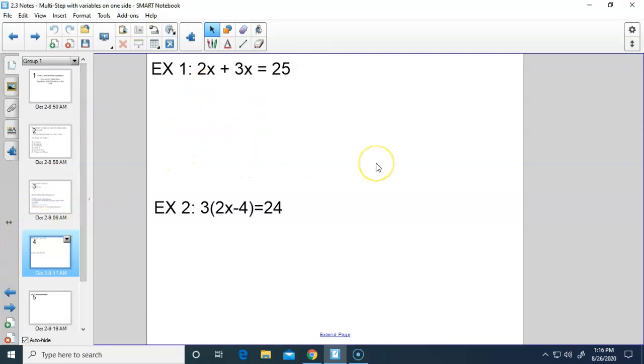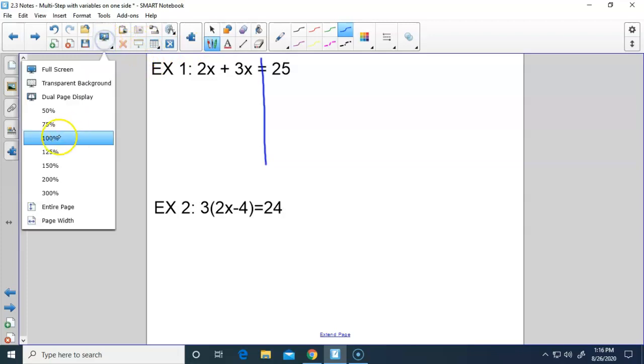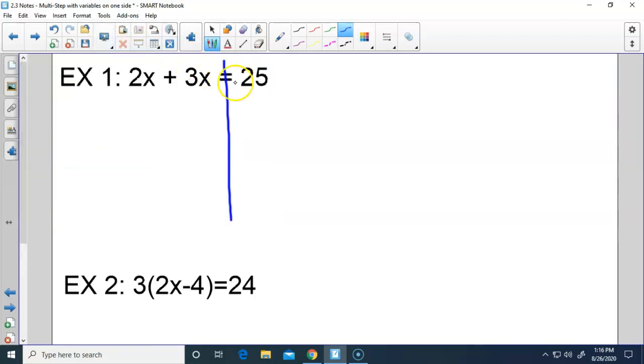So here is our first example. We've got 2x plus 3x equals 25. So I like to put my line right down here through the middle. The first step that we're supposed to do is distribute. We do not have anything to distribute here, so we're going to skip that step, and our next step is to combine like terms on each side. So over here on the left side, I've got 2x and 3x, and those are like terms, so I can combine them. 2 plus 3 is going to give me 5x, and that will be equal to 25.